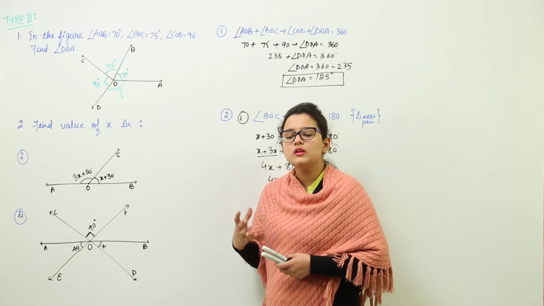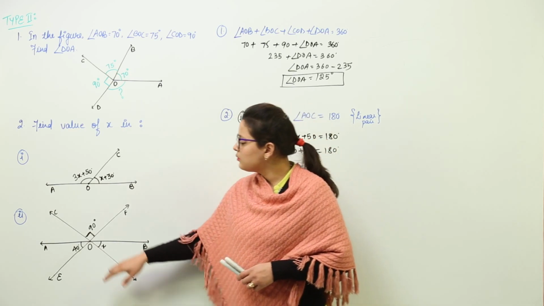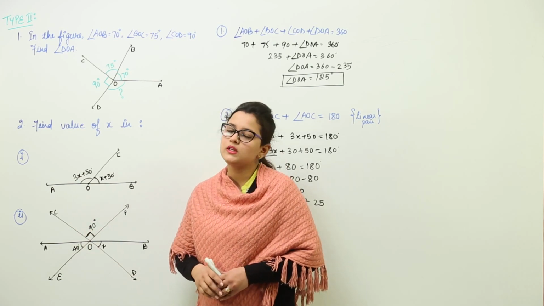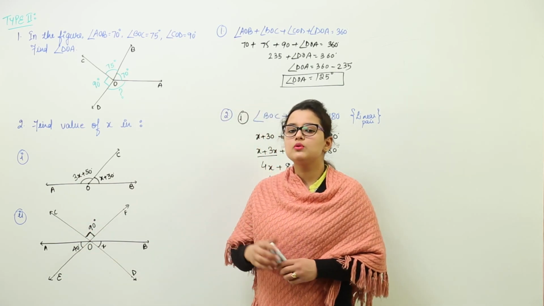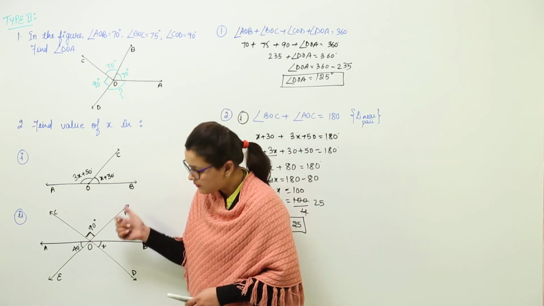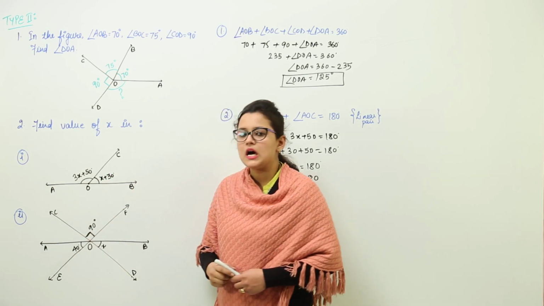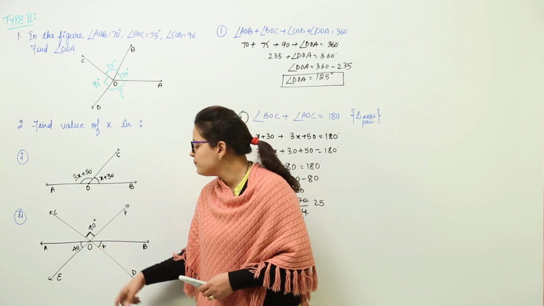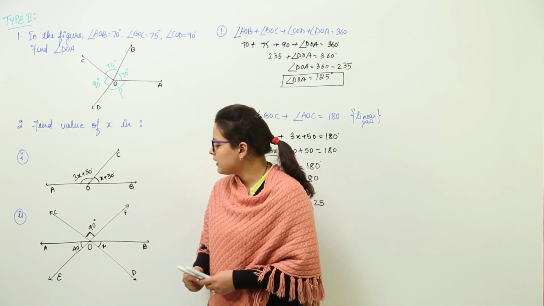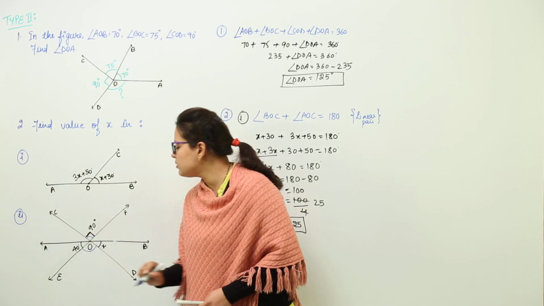Now please recall the concept of vertically opposite angles. In that concept we have done that when the two straight lines intersect each other, they form vertically opposite angles which are equal to each other. Now you can see over here, line EOF is a straight line and DOC is a straight line. When these two straight lines are intersecting each other at point O, they are forming the angle COF and EOD. That means both the angles COF and EOD are going to be equal to each other.